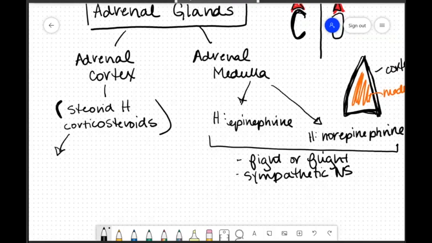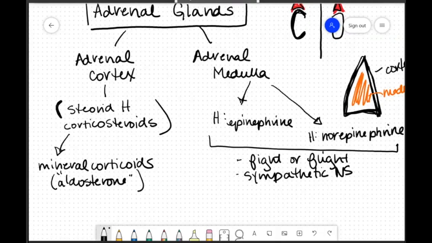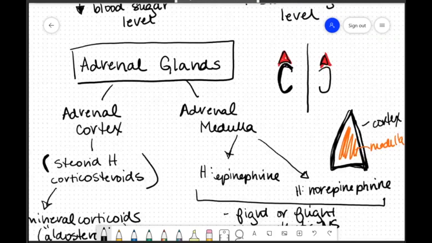You've got the mineralcorticoids. An example of this is going to be aldosterone. So a mineralcorticoid is a steroid hormone that is produced by the adrenal cortex. And an example of that is aldosterone. And then what aldosterone will do is it will actually regulate water levels. So aldosterone, regulating water levels, has a lot to do with your kidney function, which makes sense because our adrenal gland sits on top of our kidneys.